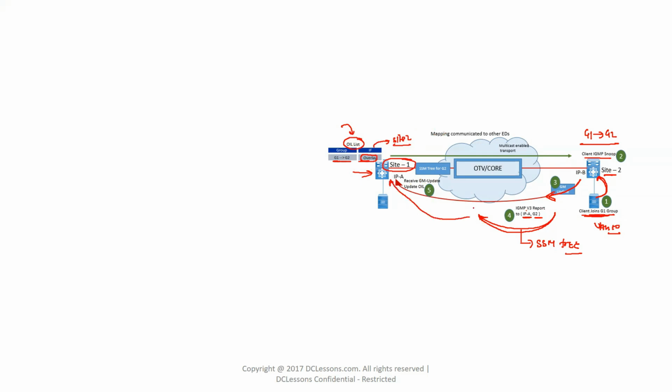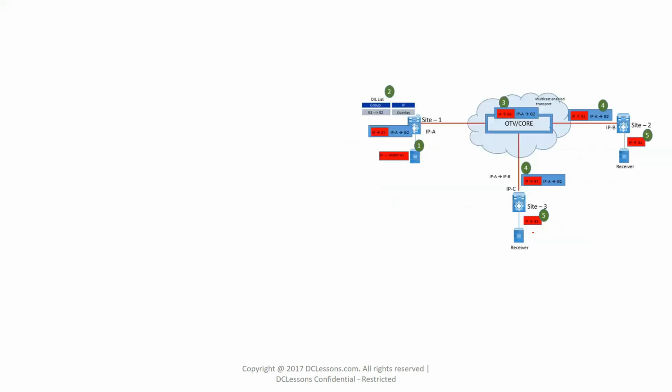Doing this, an SSM tree is created. Now, once the SSM tree is built across the multicast infrastructure, this SSM tree will be used to transport the multicast stream sent to G1. Once the tree is created, let's see how the multicast streams are delivered.